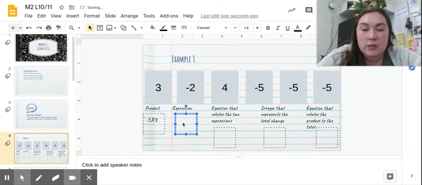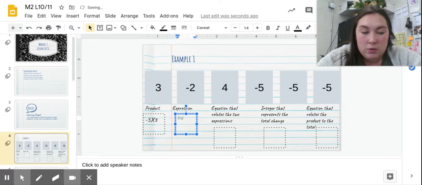An expression is going to be simply doing -5 plus -5 plus -5. So all of those added together is my expression.